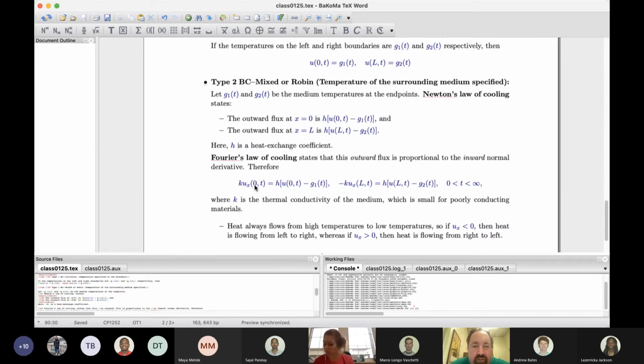So when we're at x equals 0, then when x is increasing, that is going into the domain. So we have this thermal conductivity coefficient, and then the du dx, which is the normal derivative in this case. But then at the right endpoint, x equals L, the derivative with respect to x, that's going out outside the domain. But we want the inward normal derivative, and that's why we need the minus here.